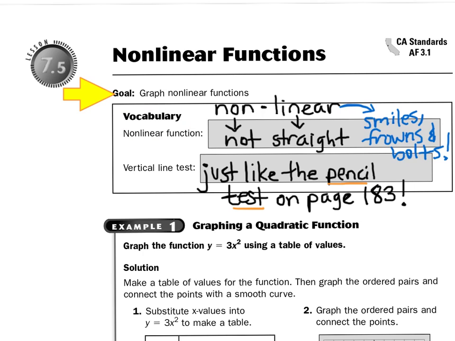Let's take a look at the vocabulary. Nonlinear: non means not, and linear means straight. So these are not going to be straight lines. I like to call them smiles, frowns, and lightning bolts, and I'll explain. The vertical line test is just like the pencil test that we talked about on page 183, so you might want to look back at 183 and refresh your memory.